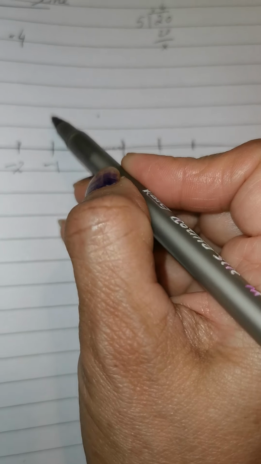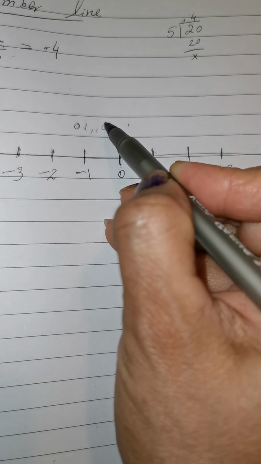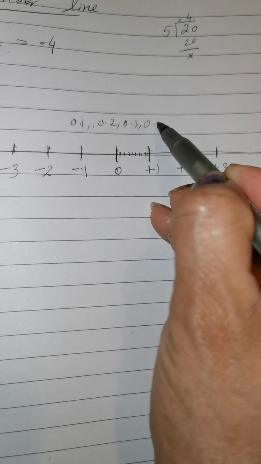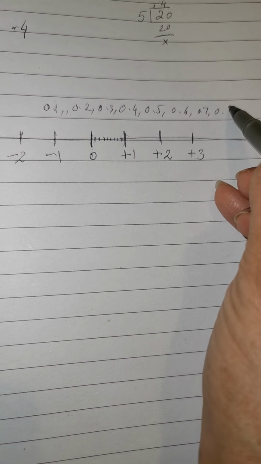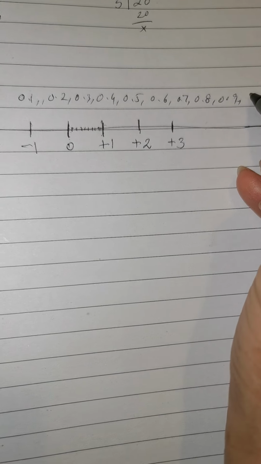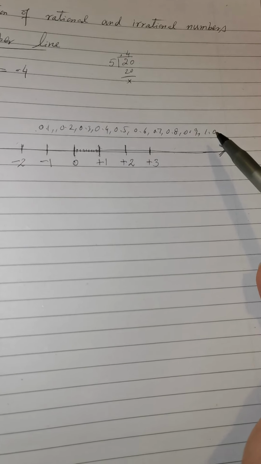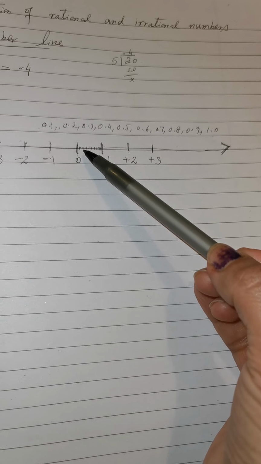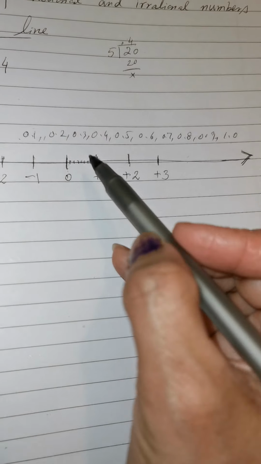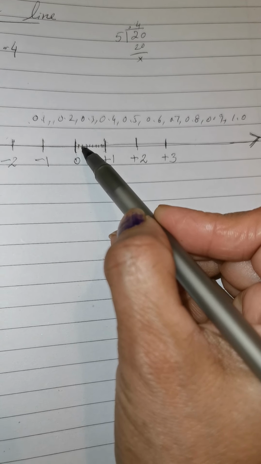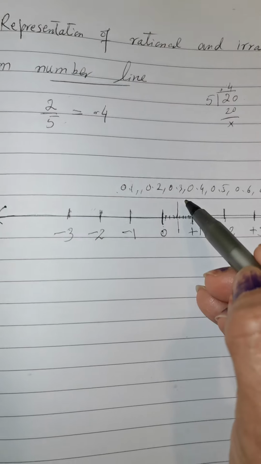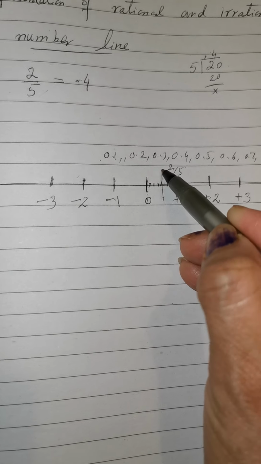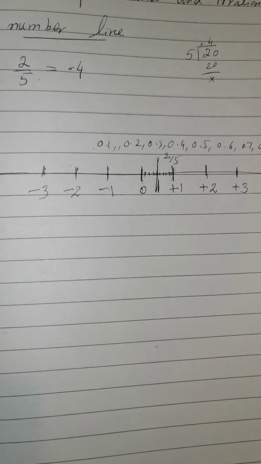Because from 0 to 1, how will we move? 0.1, 0.2, 0.3, 0.4, 0.5, 0.6, 0.7, 0.8, 0.9, and then 1.0. So from 0 to 1, I have shown you all the numbers. There will be 10 equal parts. And 4 parts, 0.1, 0.2, 0.3, and this will be 0.4. So this is the representation of this rational number 2 over 5. So 2 over 5 will be here between 0 and 1.